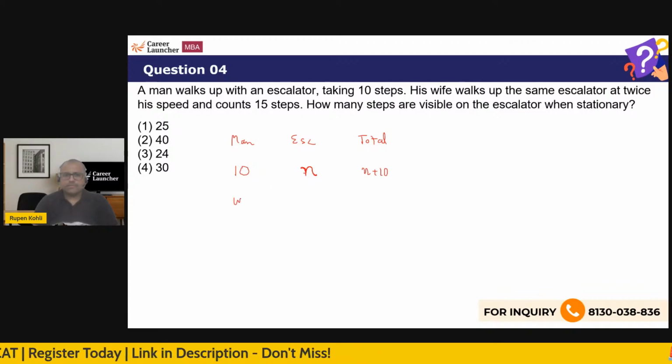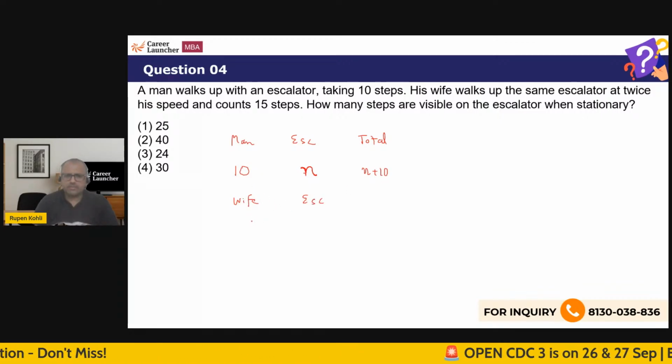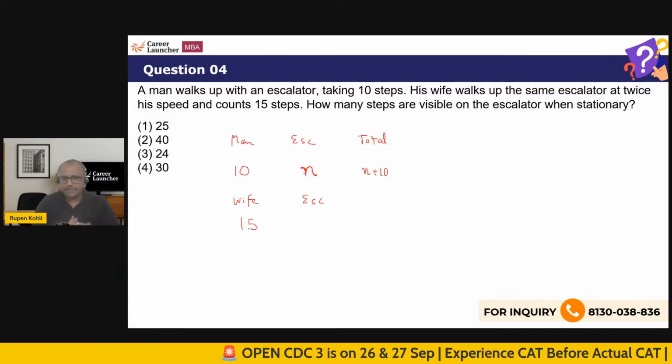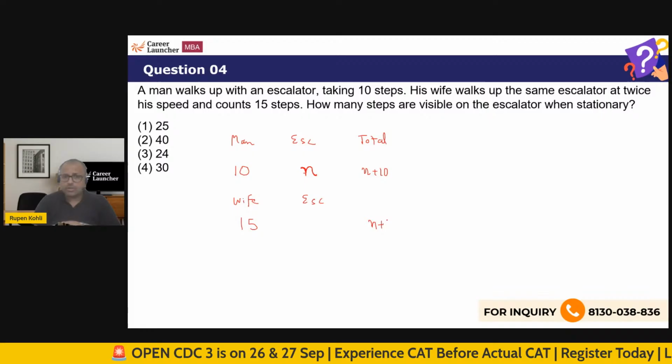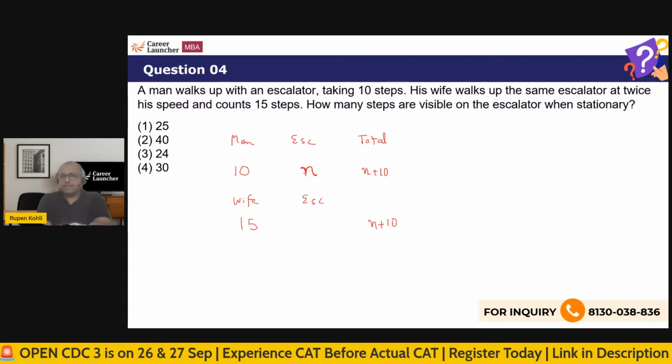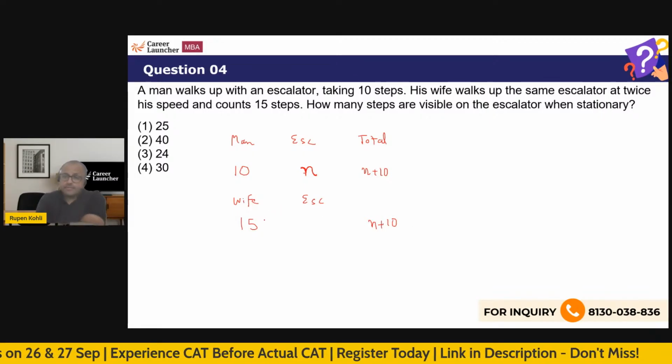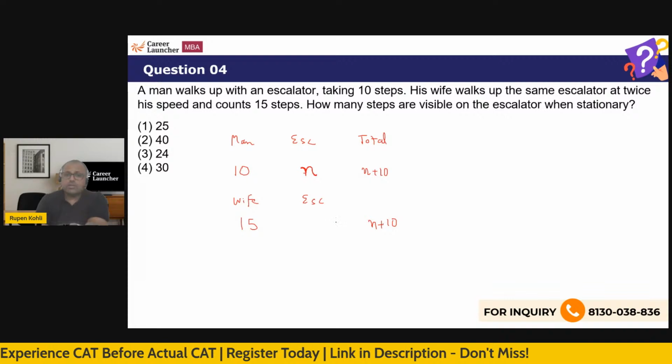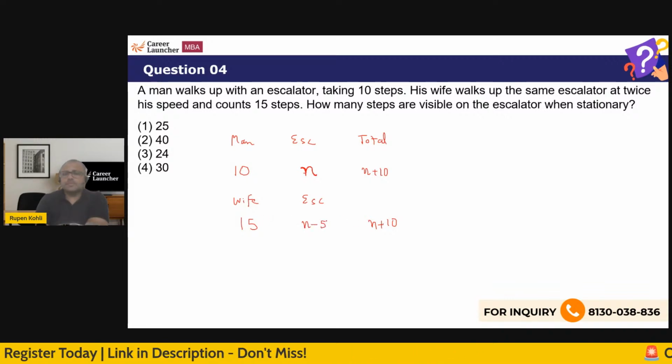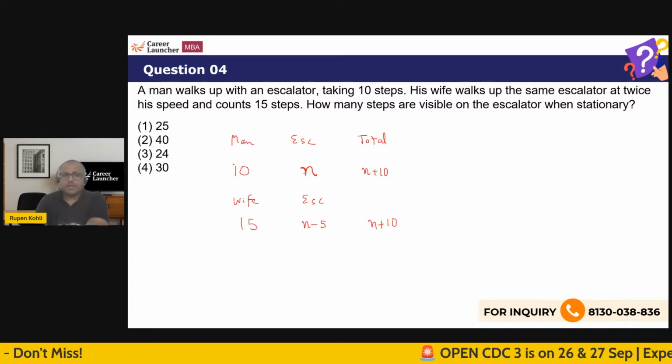Right. So for the wife, what happens? Her speed is twice, so she ends up covering more steps on her own, which is 15. Since the total number of steps is not going to be any different, which is n plus 10, if the wife has covered 15, then n plus 10 minus 15, which is n minus 5 steps, must have been covered by the escalator in the same time.